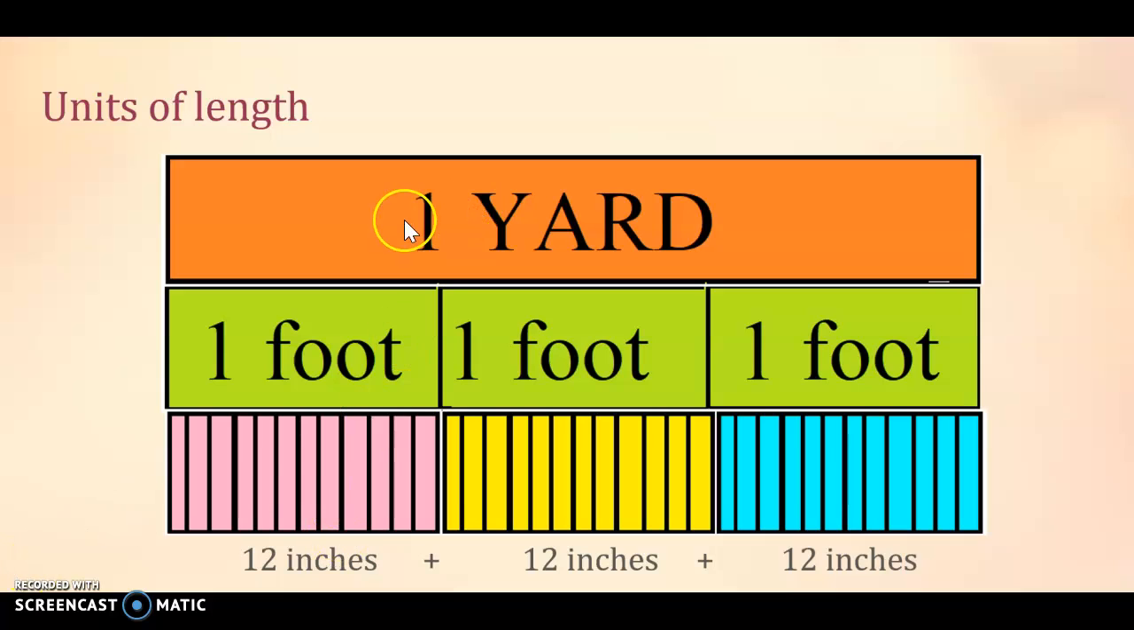Therefore, each yard equals 12 plus 12 plus 12 inches, or 3 times 12 inches, which is equal to 36 inches. In math, we use different visual models to help us understand the concept of the lesson. I use tape diagrams so you can see the relationship between these units.